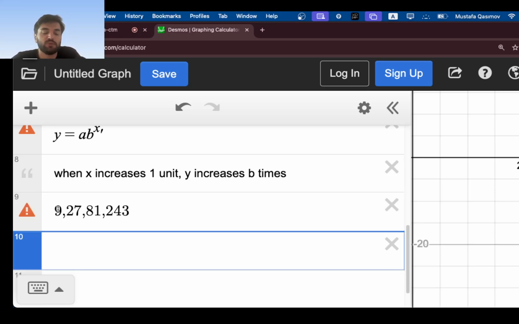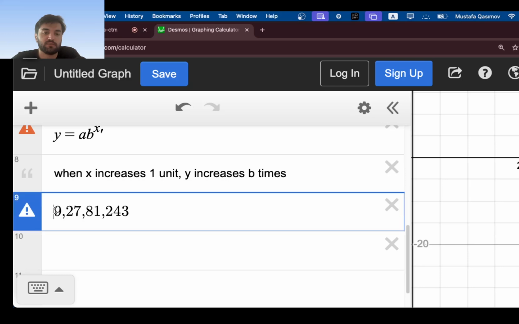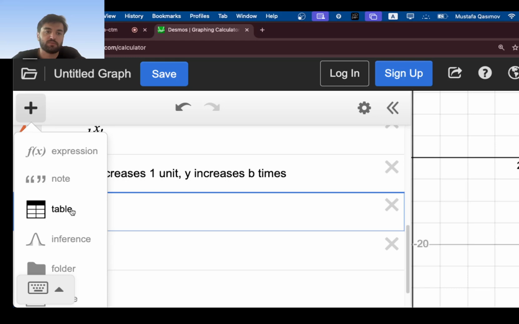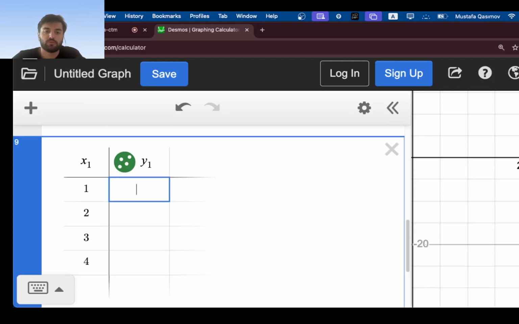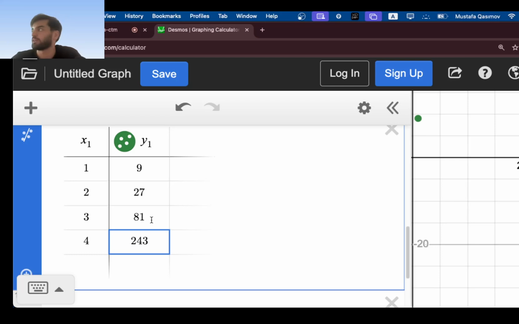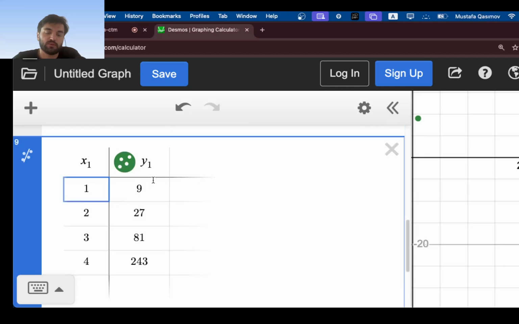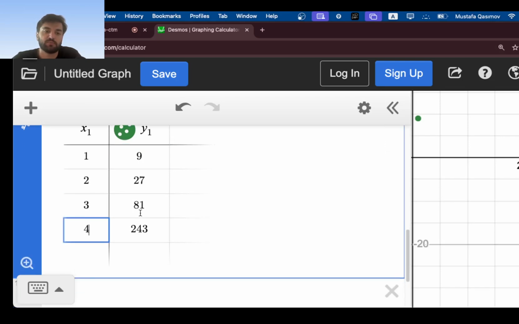So it means that when you increase, let's write it as a function. 1, 2, 3, 4. 3, 9, 27, 81 and 243. You say that b is 3, right? It means that when you increase x by 1 unit, y will be increased by 3 times, right? Any question from here?